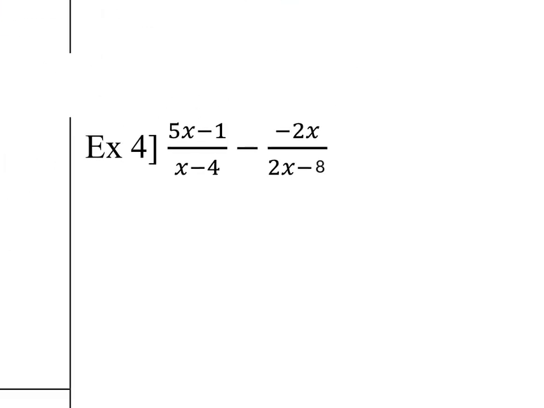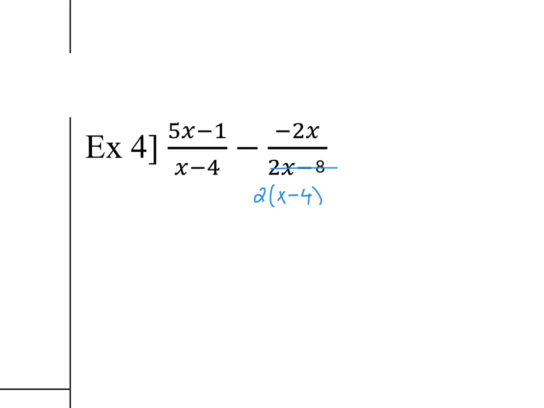Okay, so let's try number 2 with the same steps. So step 1, factor the denominators to make sure that I can find common denominators. So first we've got x minus 4, which will not be factored any further. I can't divide out a common number. I can't do the AC method. There's no difference of squares or difference of cubes or anything. But what about this 2x minus 8? That one I can actually divide out a 2 from both.